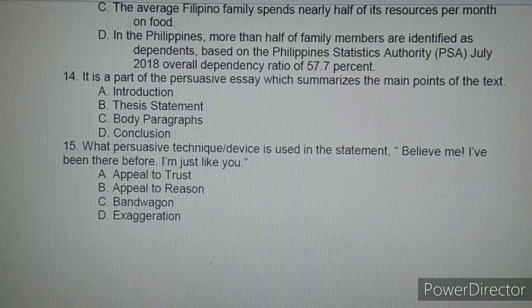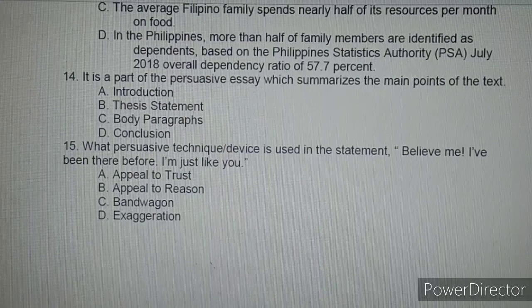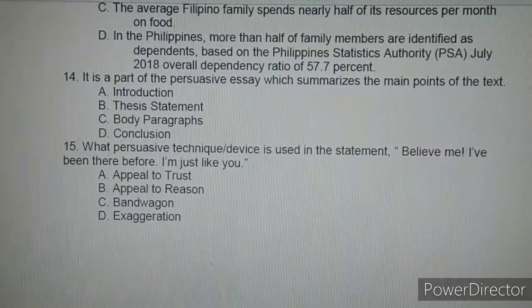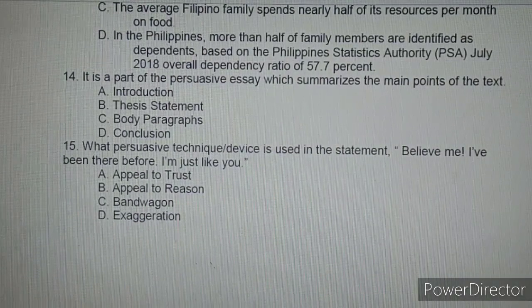Now let's move on to number 15. What persuasive technique or device is used in the statement? Believe me, I've been there before. I'm just like you. Is it A. Appeal to trust? B. Appeal to reason? C. Bandwagon? Or D. Exaggeration? What do you think is the correct answer for number 15? Okay, the correct answer for number 15 is letter A.